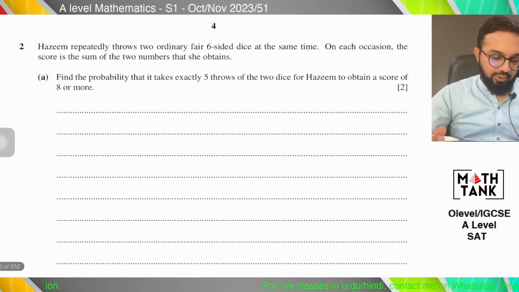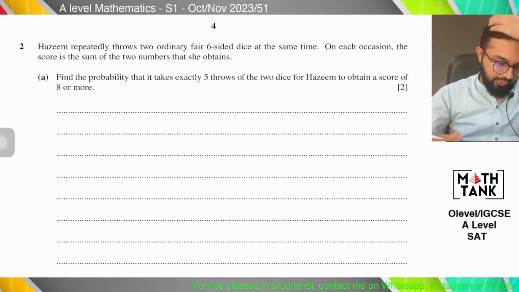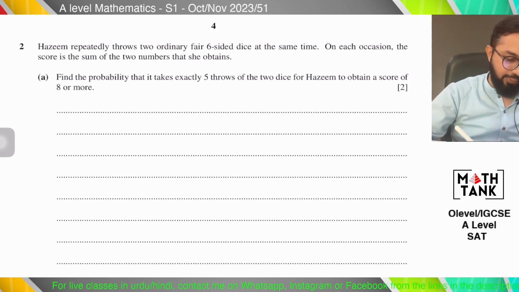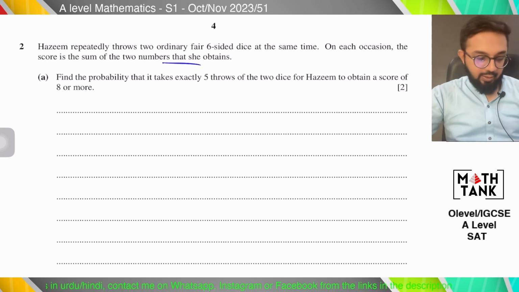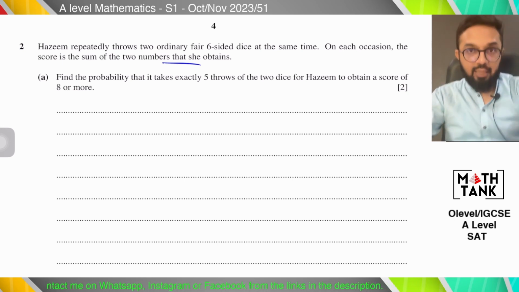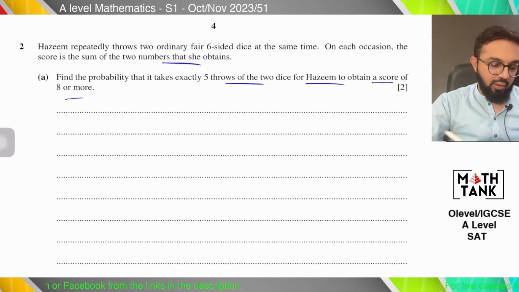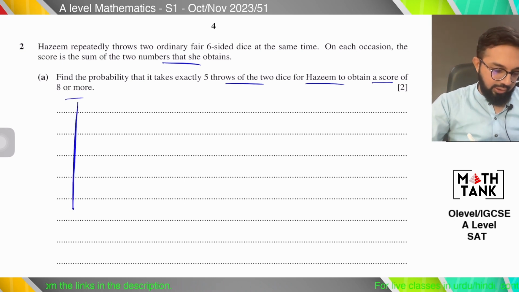Going on to question two, it says Azim repeatedly throws two ordinary fair six-sided dice at the same time. On each occasion, the score is the sum of the two numbers that she obtains. Find the probability that it takes exactly 5 throws of the two dice for Azim to obtain a score of 8 or more. Now I can do this and find out 8 or more.